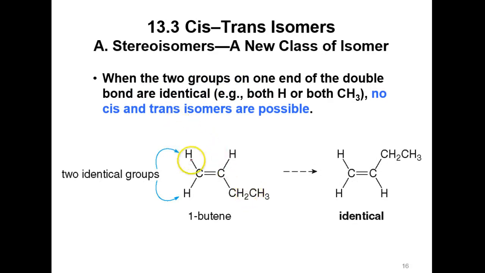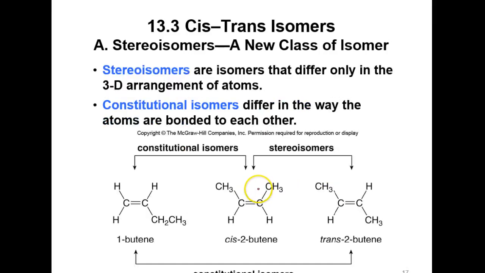Like for example, these are identical. If I were to switch these, let's say I took this hydrogen and put it up here, and took this hydrogen and put it down there, it's the same molecule. Those are not stereoisomers. Here they actually show you how they flip-flop. So there's no cis or trans isomers. You have to have 2 different groups.